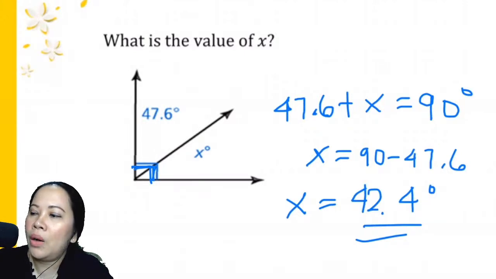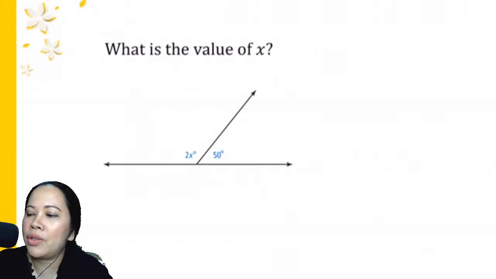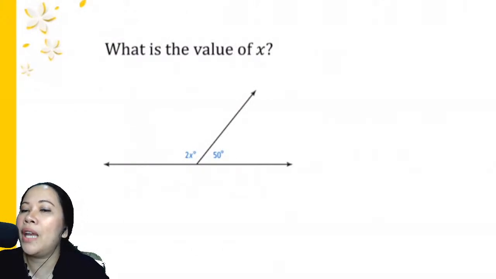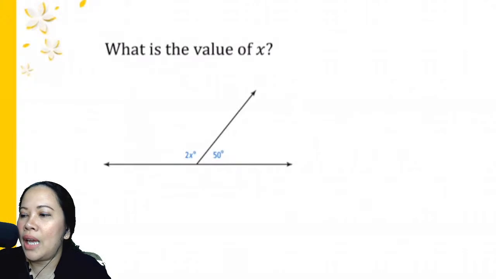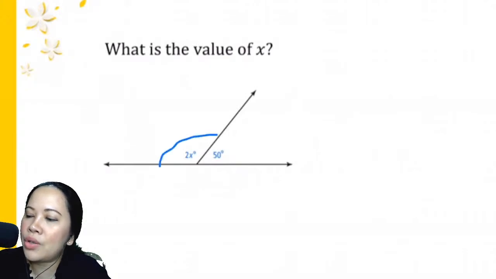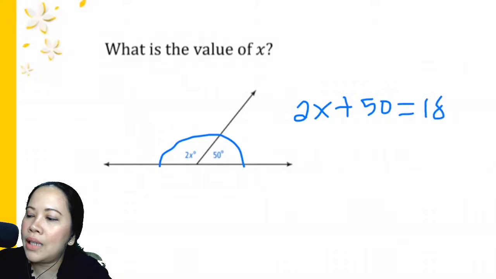Okay. Now on the other hand, what is supplementary? Supplementary is the sum of the angles equals 180. So if you would see a straight, okay, a straight angle, that means it's 180. So you just need 2x plus 50 is 180. Transfer 50 on the other side.